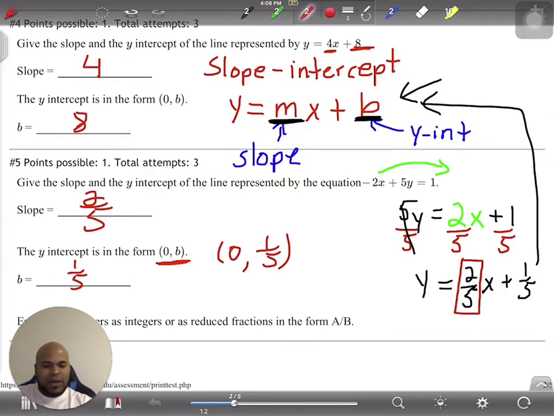The y-intercept is in the form 0, comma b because you plug in 0, but they're only asking me for b. They're saying b equals. If they give you a point, then you write a point. All right, and b is the number by itself. I hope that this makes sense.